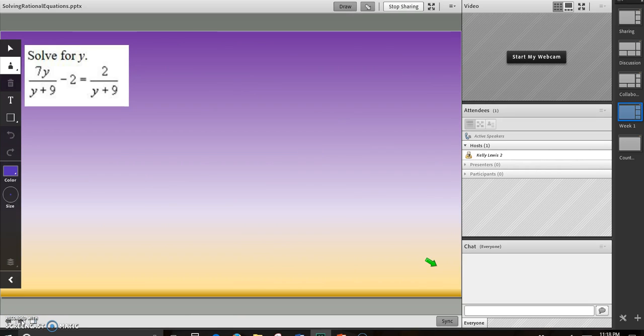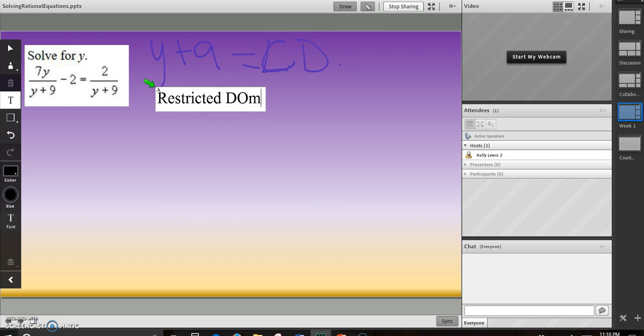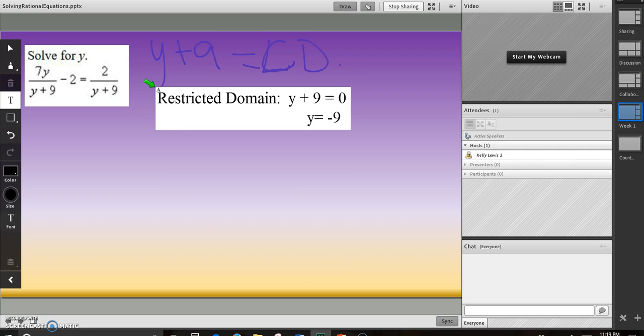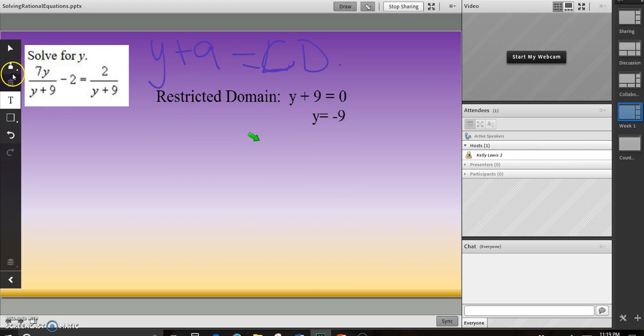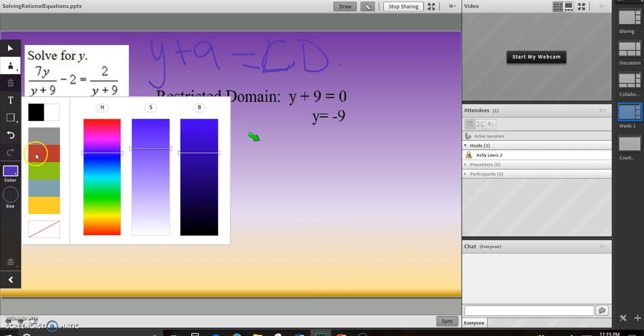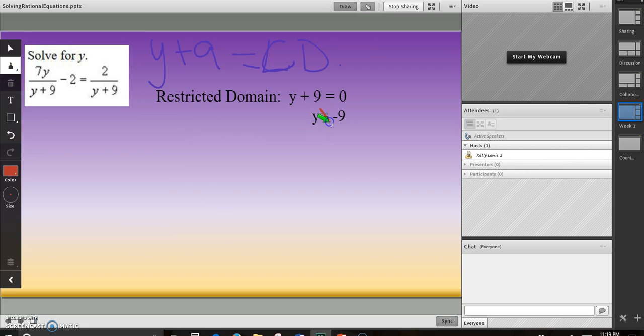All right, so y plus 9 is the common denominator. And so for the domain, I need to set y plus 9 equals 0. When I subtract 9 on both sides, I get y equals negative 9. And so that means that if later, when I do stuff, I get negative 9, I can't have negative 9. Because when I plug in negative 9 right here, I get 0 on the bottom.